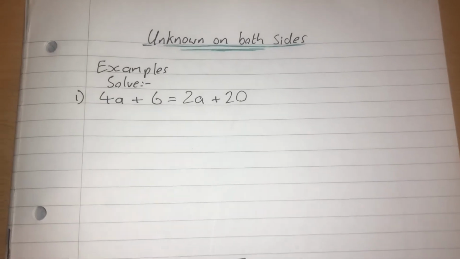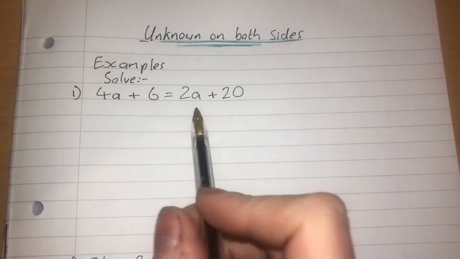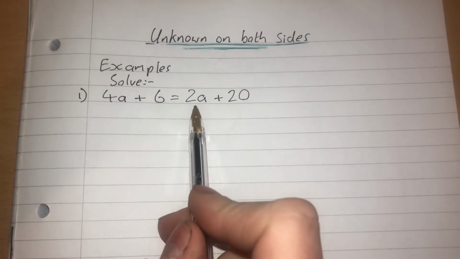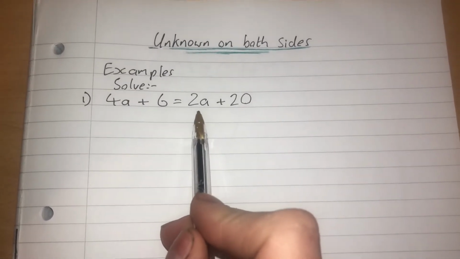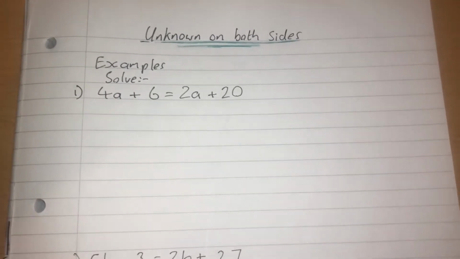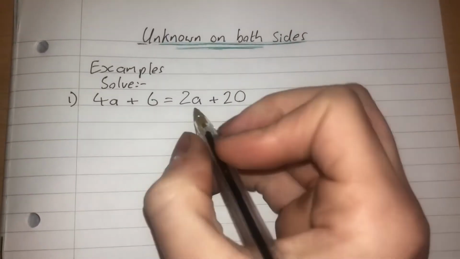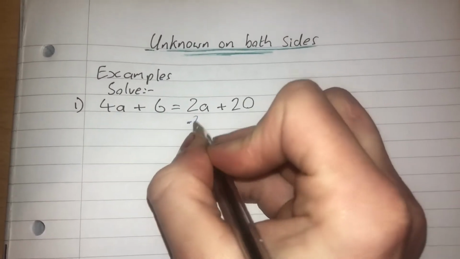The first thing to do is to get rid of the a term on one of the sides. In this case, I'm going to get rid of this 2a, because I want to try to keep everything positive and I don't want to deal with negatives too much. So to get rid of 2a, I simply need to subtract 2a.